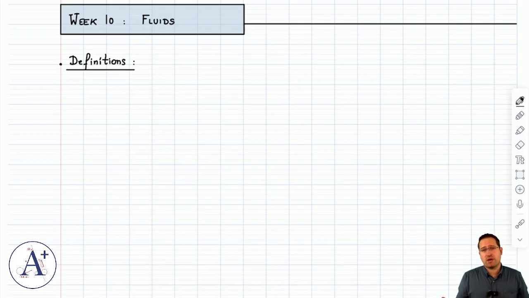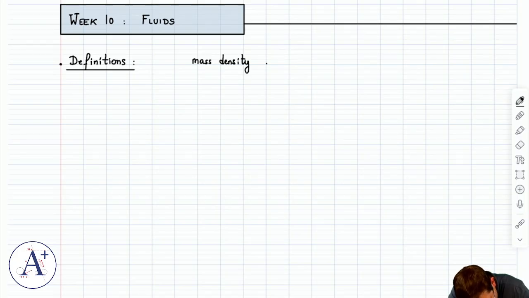We prefer to talk about mass per volume, which is mass density. So mass density is rho. And that's going to be the mass of fluid divided by the volume that it occupies. So the units are kilograms per cubic meter.